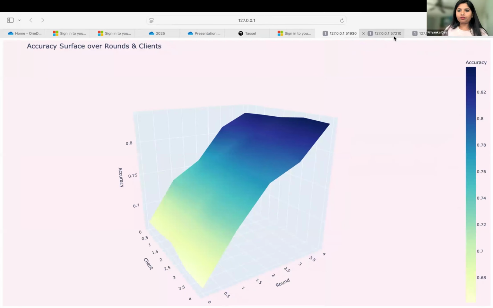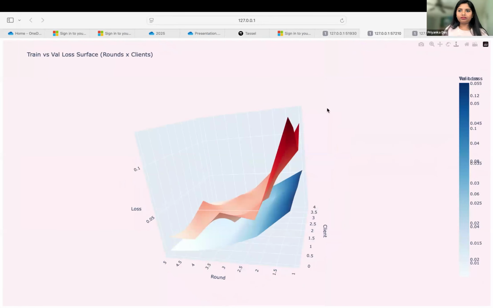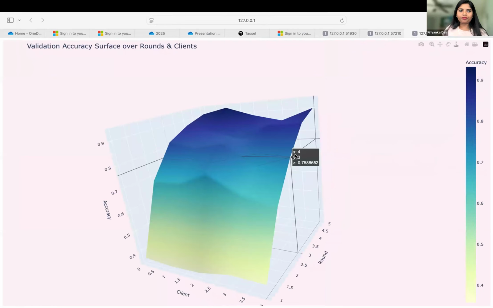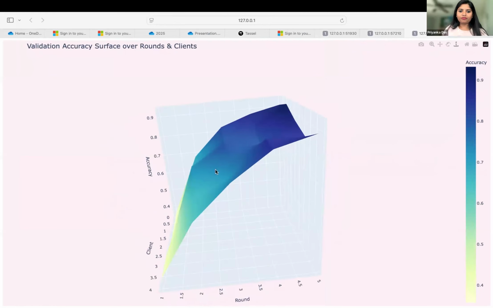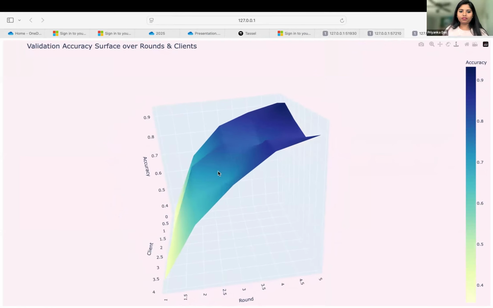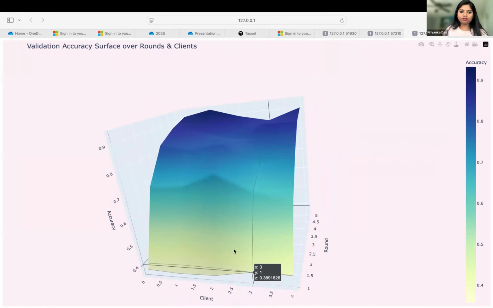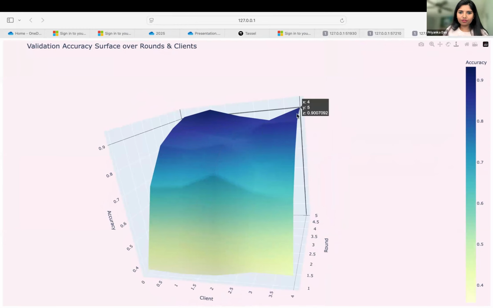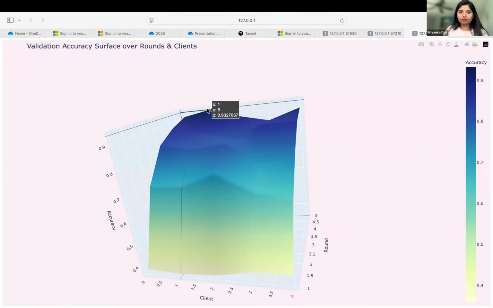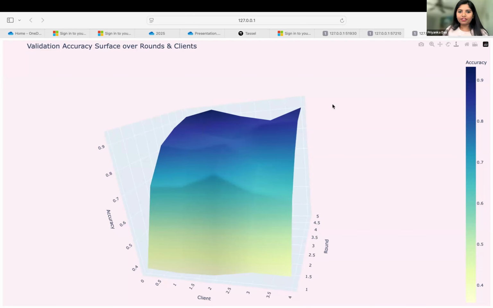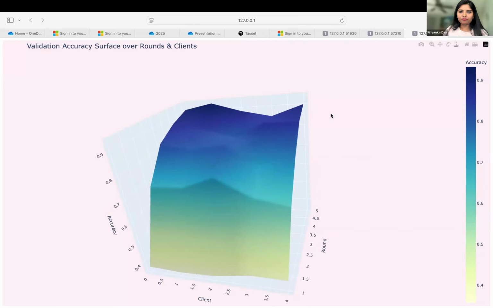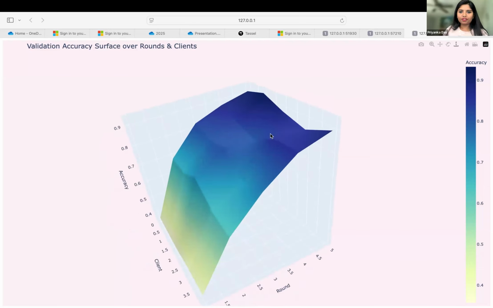So for FedOPT, this was the validation accuracy. It started with 0.36 and it went as high as 0.90 and 0.93. In the case of FedAVG, it never passed above 0.90.